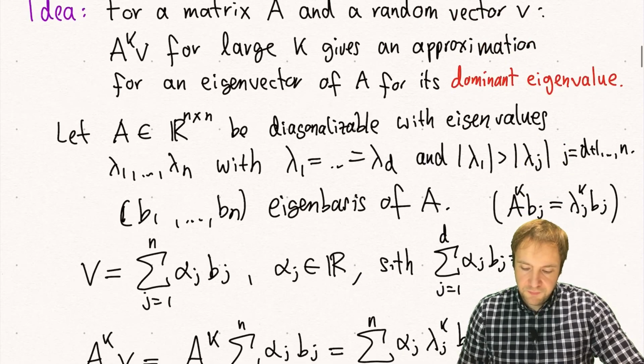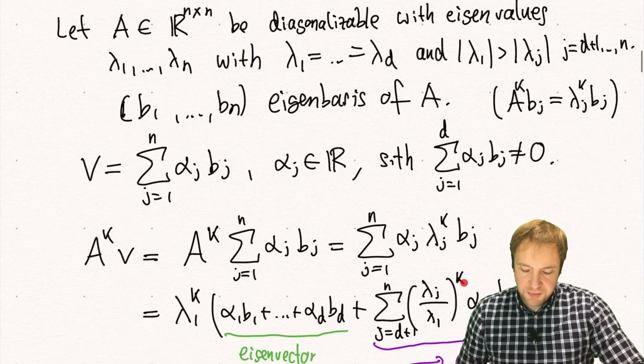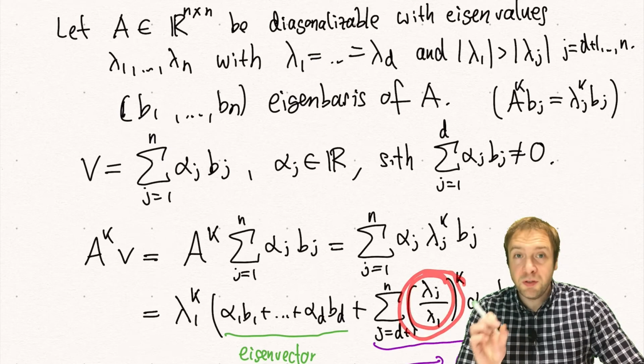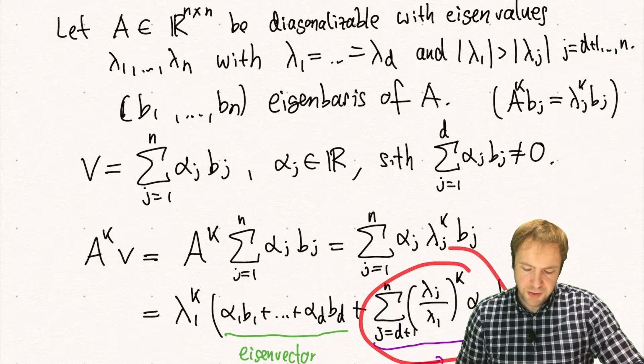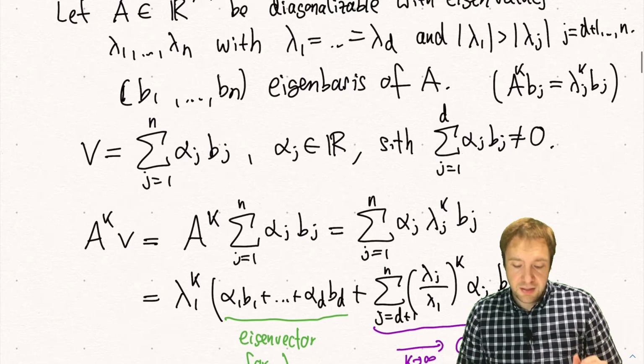Meaning, if let's say the second largest eigenvalue is quite close to the largest eigenvalue, then we will see that this ratio is just a little bit smaller than 1, and therefore it goes quite slowly to 0, and therefore you need to get larger k.